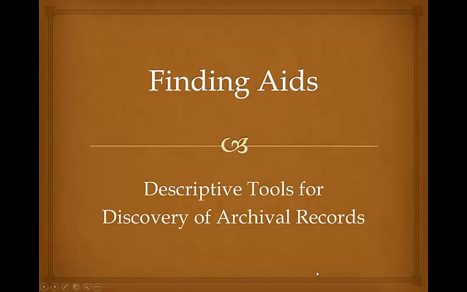My name is Julie Thomas, and I am an archivist at California State University, Sacramento. In this tutorial, I'm going to talk about finding aids, which are descriptive tools created by archivists for the discovery of specific records in an archival collection.